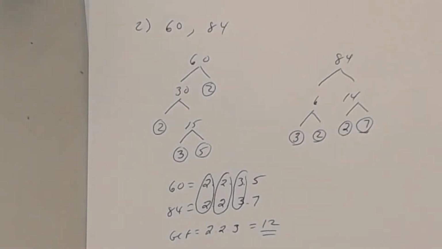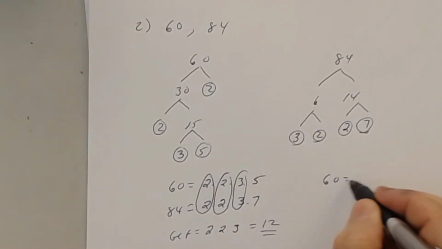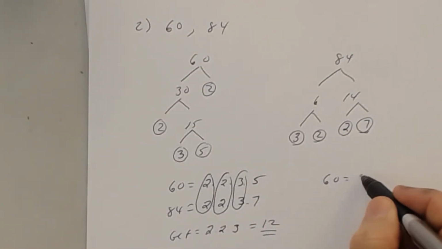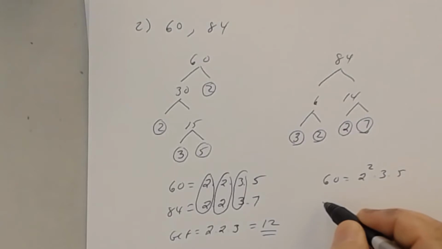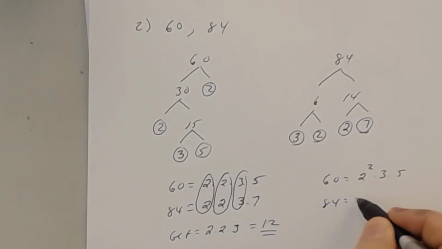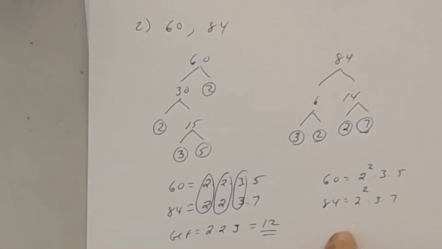All right, and go ahead and let's write this in terms of exponents. That'll be 60 is 2 to what power? The second times 3 times 5. And 84 is 2 to the second times 3 times 7. All right. Okay, we're going to come back to this in a little while. The exponents, we're going to talk about the exponents again in a little while.